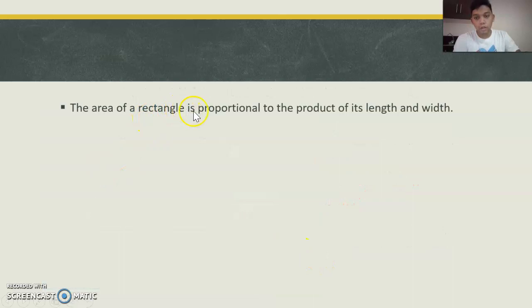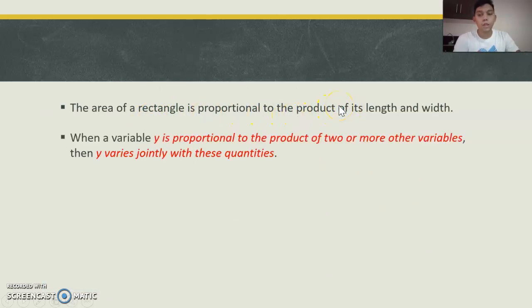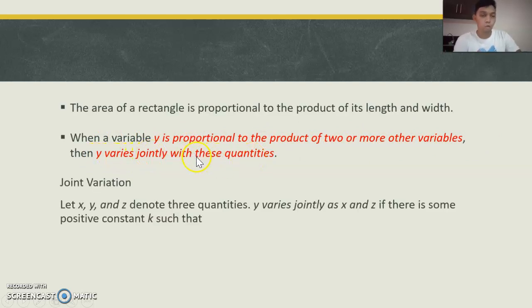So the area of the rectangle is proportional to the product of its dimensions, which are the length and the width. When a variable y is proportional to the product of two or more other variables, then y varies jointly with these quantities. It can be two or more. So here comes the concept of joint variation, where x, y, and z denote three quantities or more.